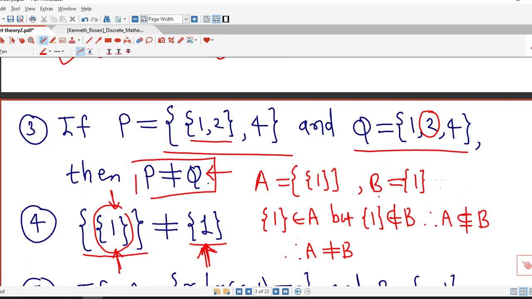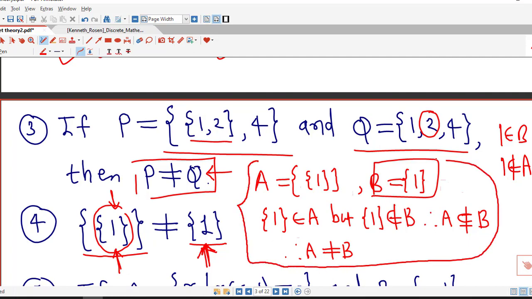We can check on the other side also. Here 1 is a member of B, but 1 is not a member of A, because A is a set containing the set 1. A does not contain the element 1. Therefore B is also not a subset of A. Therefore A and B are not equal. But it is enough to show that one set is not a subset of another set to show that two sets are not equal. So this is enough to prove that A is not equal to B.